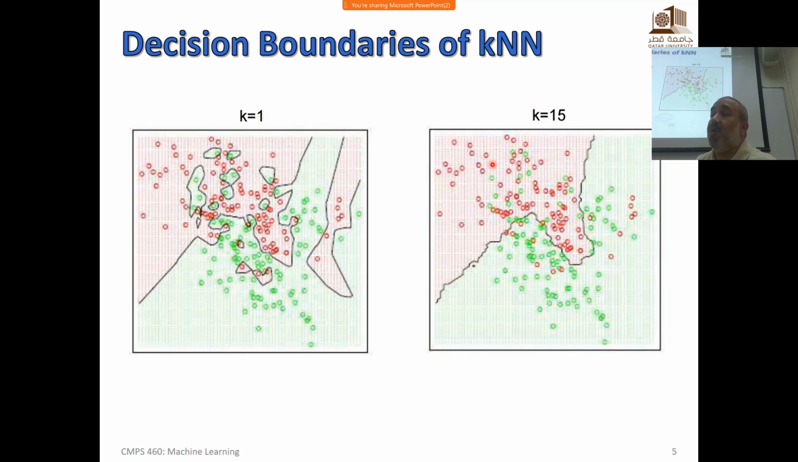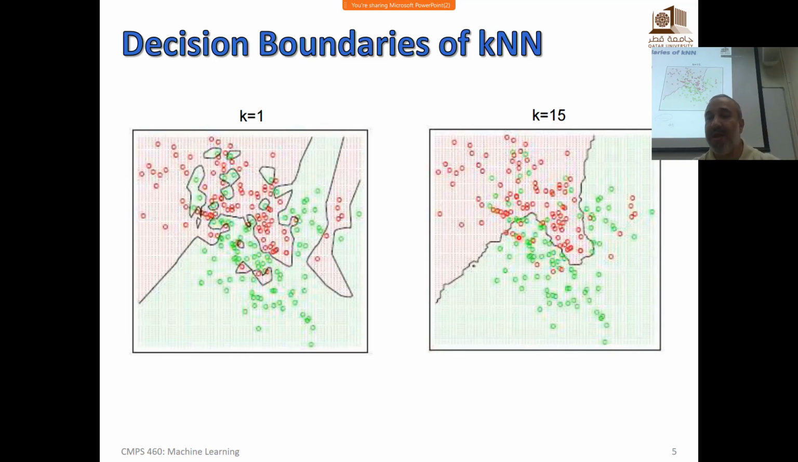Yes, they don't exist anymore. Now, what is the meaning of these areas? When we look at this, these are decision boundaries, by the way. These are decision boundaries, which means that if a test point is located here, it will be predicted as green. If a test point is located here, it will be predicted as red. If a test point is located here, red. Here, green. Okay? So that's the meaning of the decision boundary.